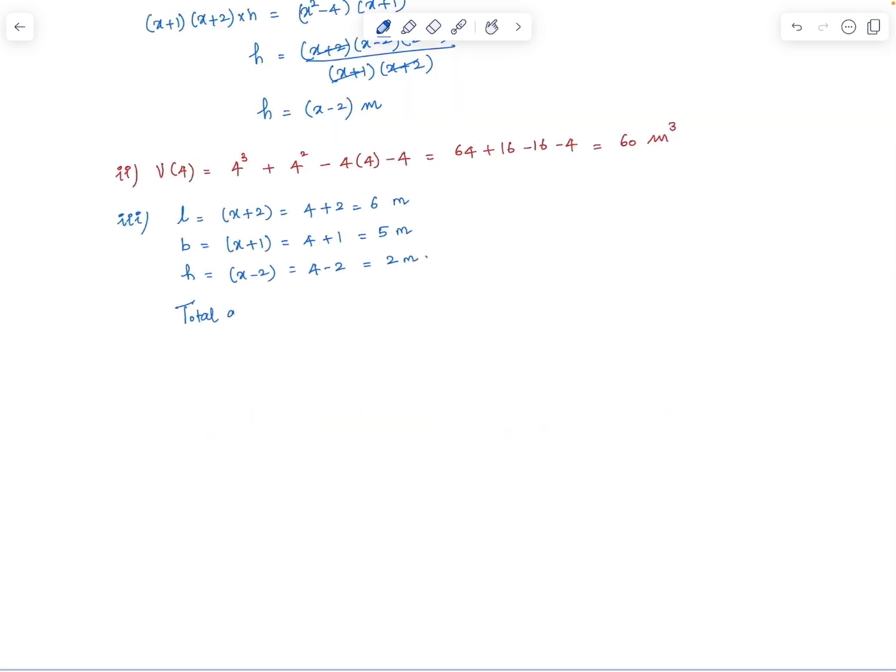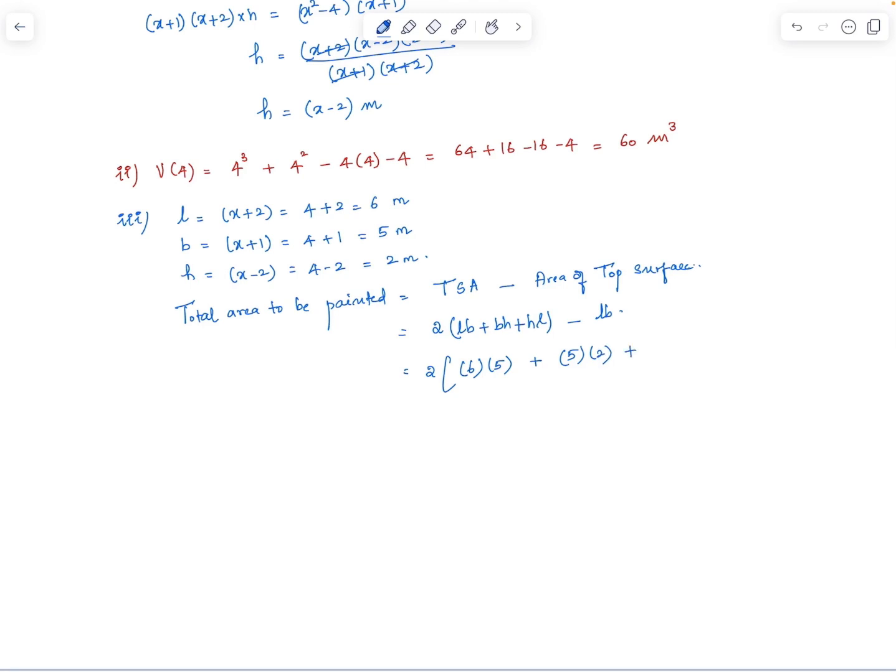Total area to be painted is equal to the TSA of that cuboidal structure minus area of the top surface. TSA of cuboid is 2 times LB plus BH plus HL, minus 1 LB. That is 2 times 6 times 5 plus 5 times 2 plus 2 times 6, minus 6 times 5, which is 74 meters square. So the total area to be painted is 74 meters square.